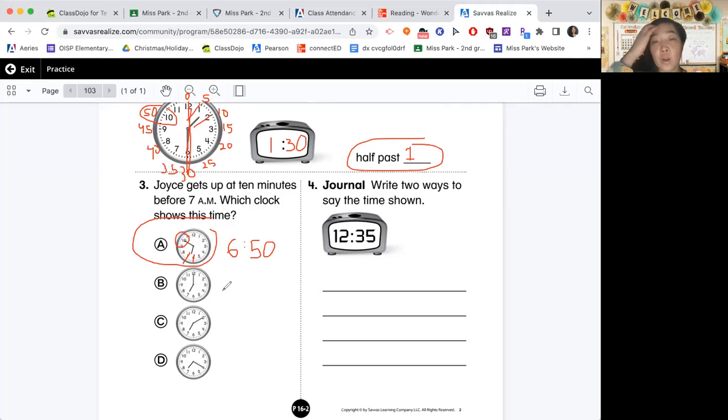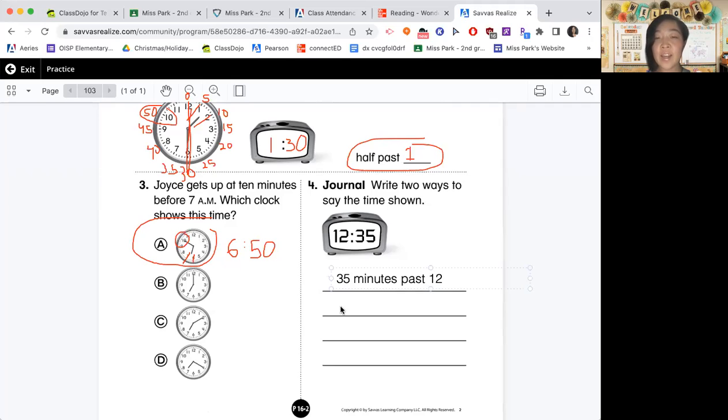Very good. Write 2 ways to say the time shown. So you could say it is 35 minutes past what?